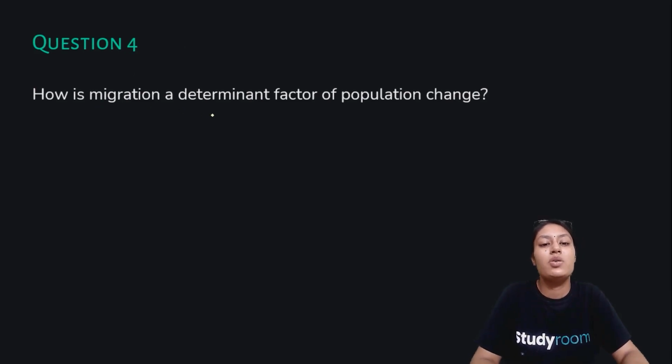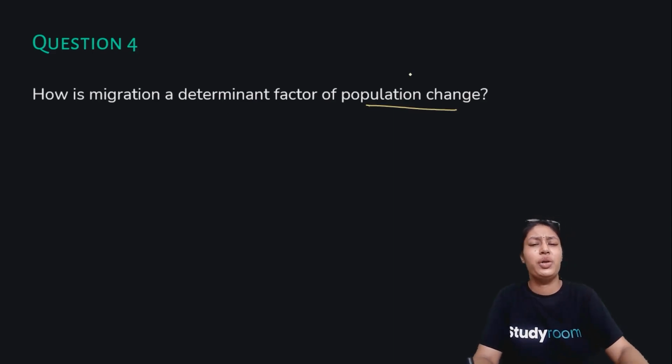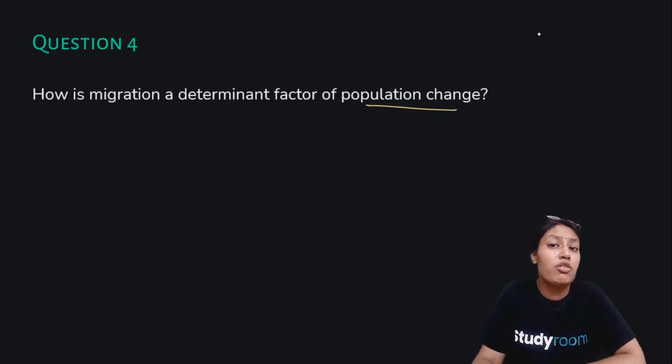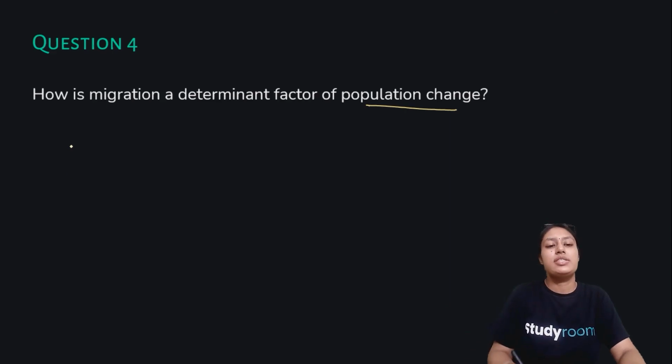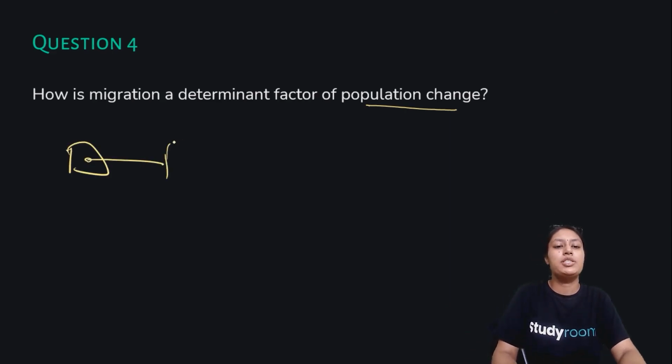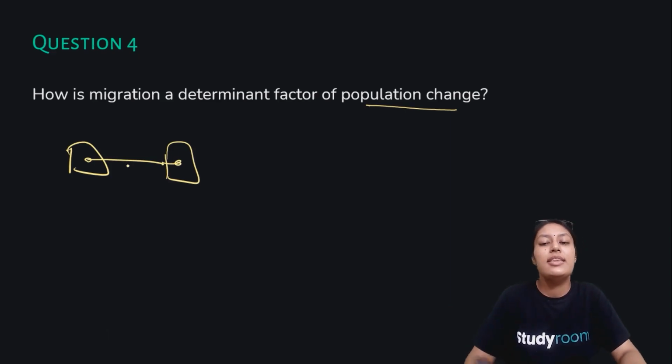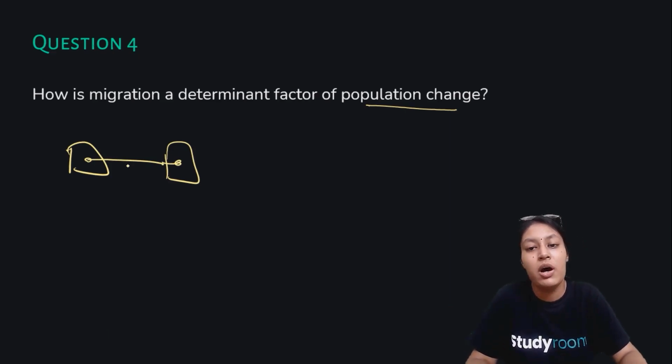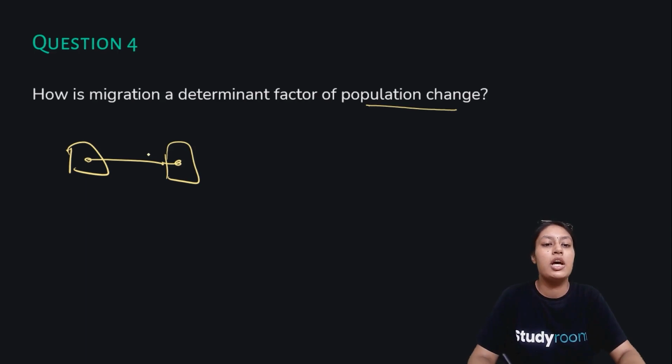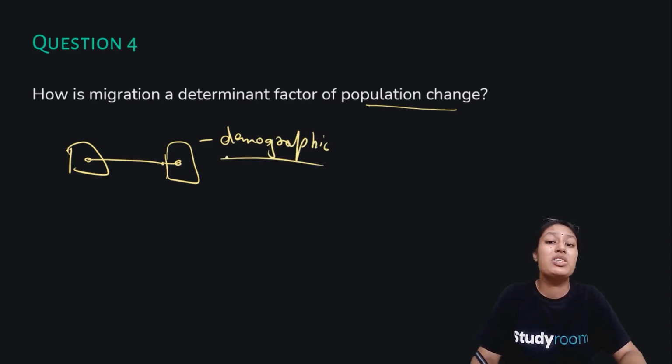Question number 4 is, how is migration a determining factor of population change? Do you think migration is a determining factor of population change? Yes, obviously, if people move from one place to another for any reason, there will be some changes in the population rate, right? So, migration is a determining factor because it changes the demographic, very important word, demographic ratio of a region or of a country.